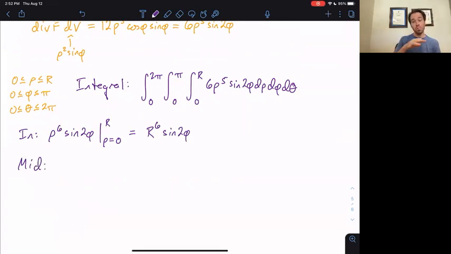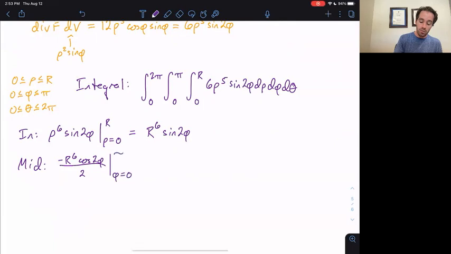After we do the middle integral, there won't be any variables anymore. So let's integrate this with respect to phi. The integral of sine is negative cosine. So this will be negative r to the 6th cosine of 2 phi. But then because of the chain rule, we need to divide by 2. Take a second to verify. If you take the derivative of this, negative cosine of 2 phi over 2, you'll end up multiplying by 2 and reversing the minus sign to get back your original. This will be evaluated at phi equals 0 and pi.